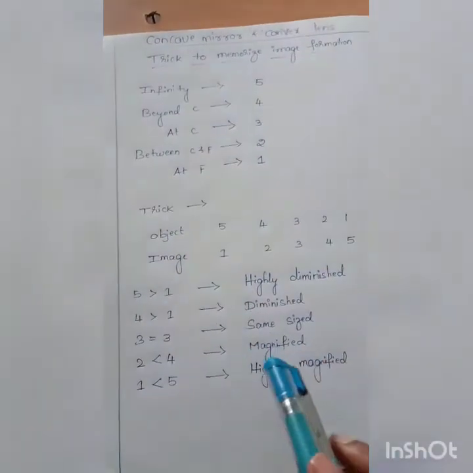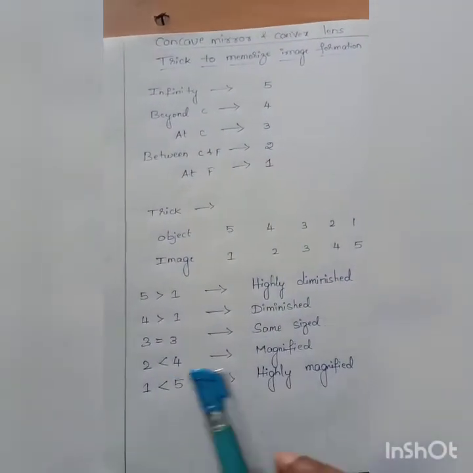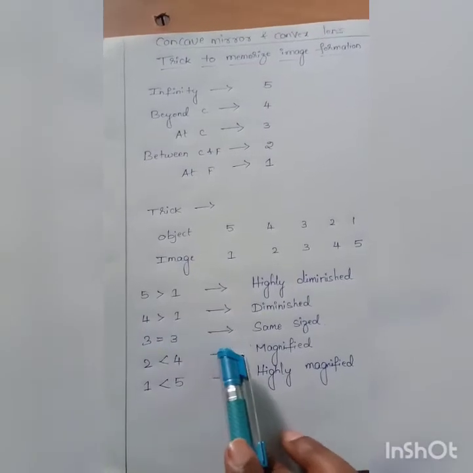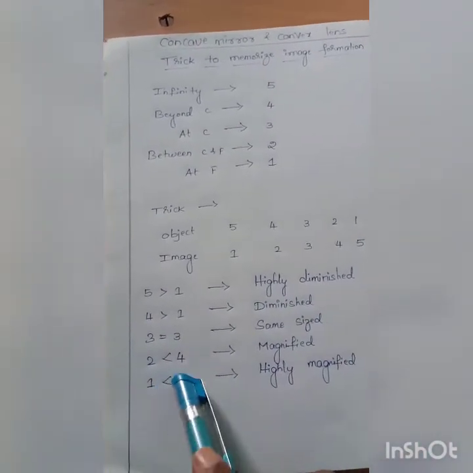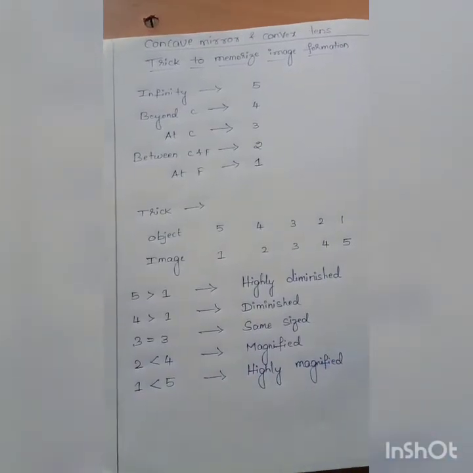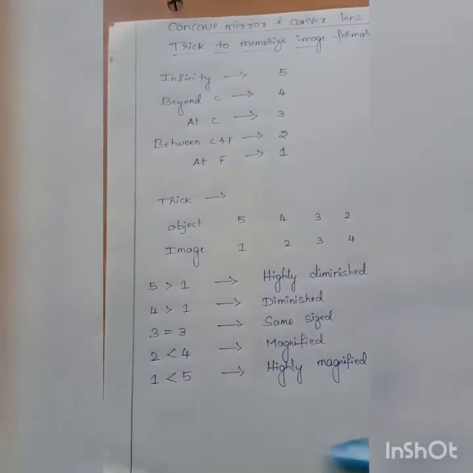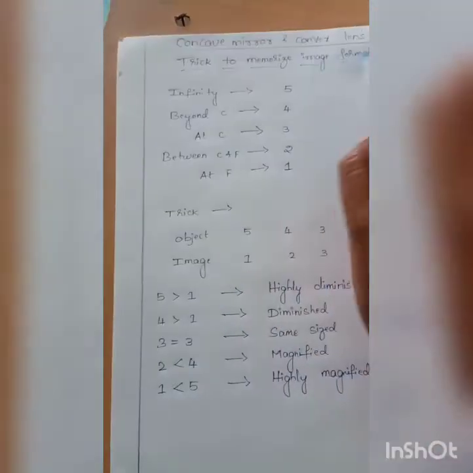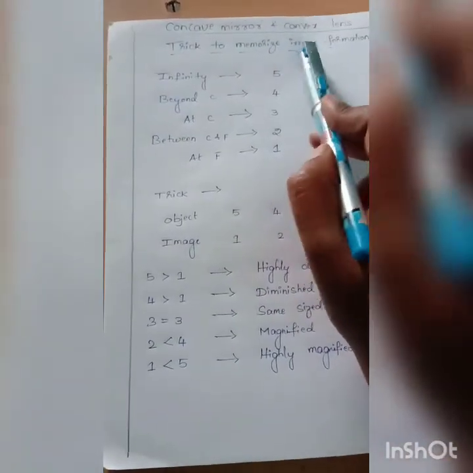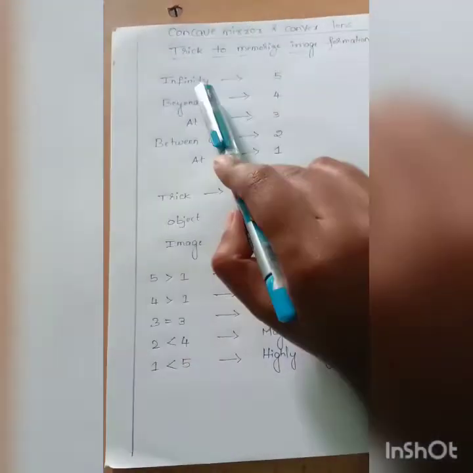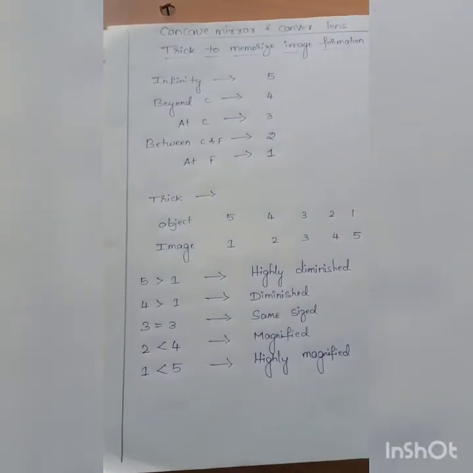Similarly, 2 is lesser than 4, that is, magnified image will be formed, because object size is smaller compared to the image size. 1 is much smaller than 5, that is, highly magnified image we can observe. In this way, we can easily remember the image formation and nature of the image by using a very simple trick. Okay, thank you so much.